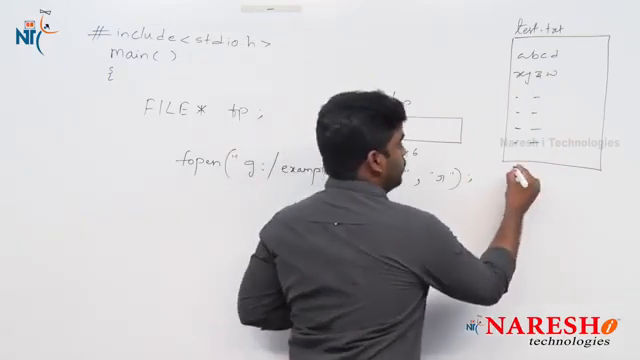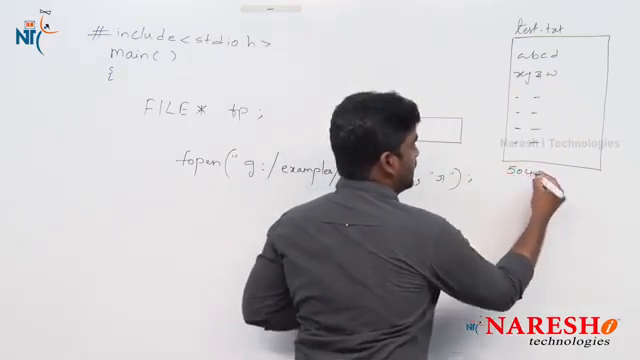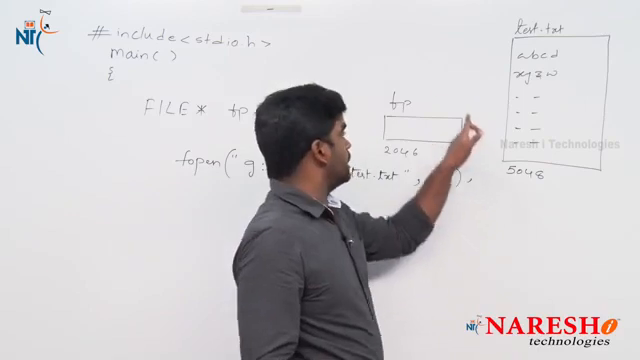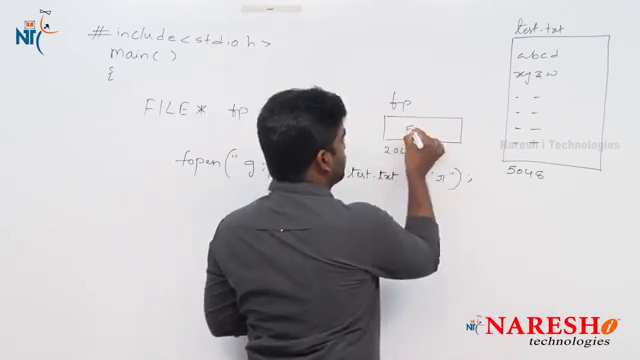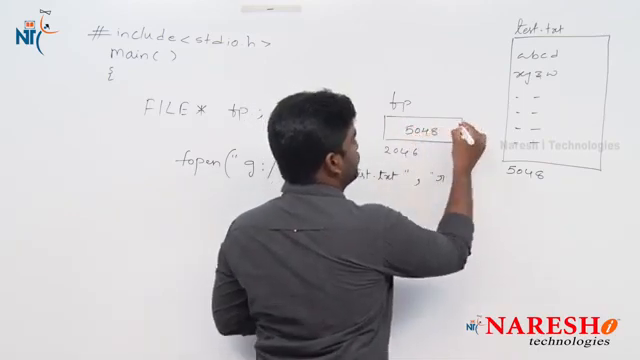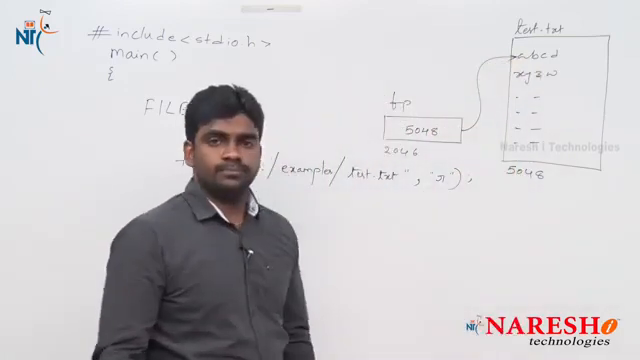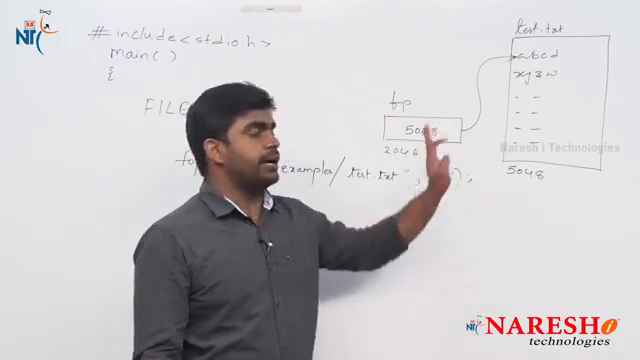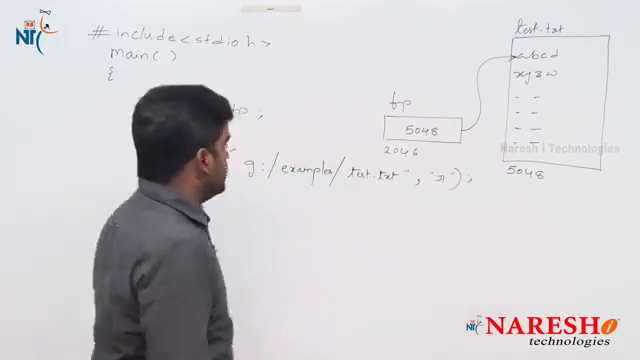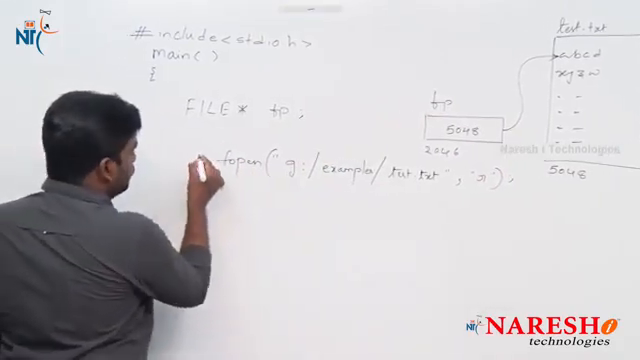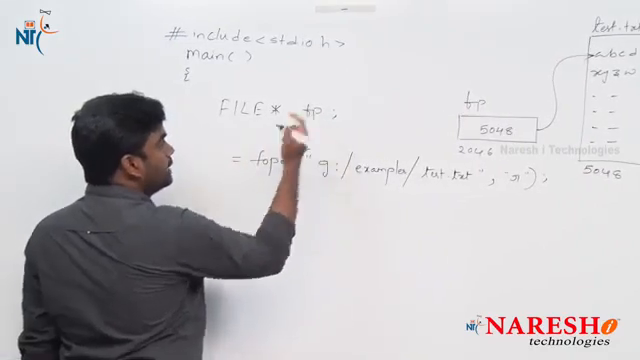It will open at some memory location, and that address will be returned to fp. So we are collecting it into fp so that it starts pointing to the first character of the file. So this is the pointer of a file. See here, the returned value we are collecting into a pointer fp.